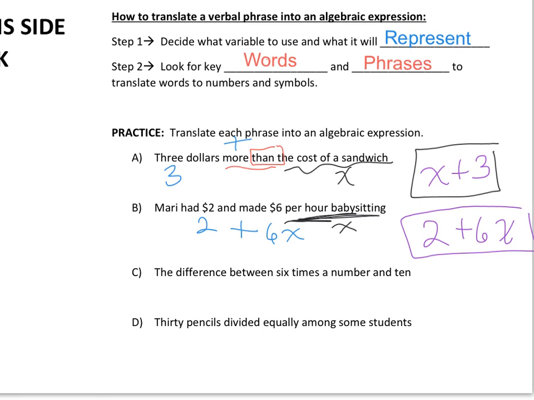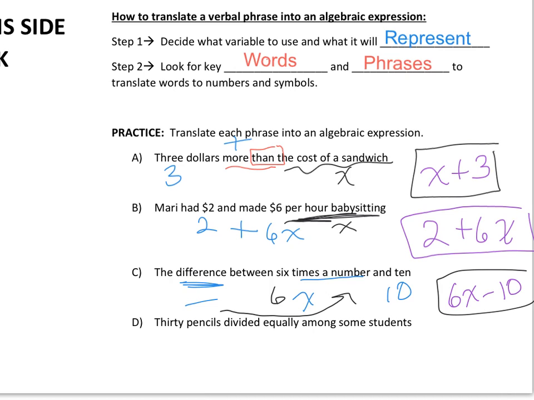Now in letter C, we have the difference between 6 times a number and 10. The key word here is difference, and that means to subtract. 6 times a number, that is simply saying 6 times that variable. So times a number would be the variable x. And the number 10. This looks a little odd because we know that the subtraction sign should actually be in between the 6x and the 10. So our final answer should be 6x minus 10. And that would be our final answer.